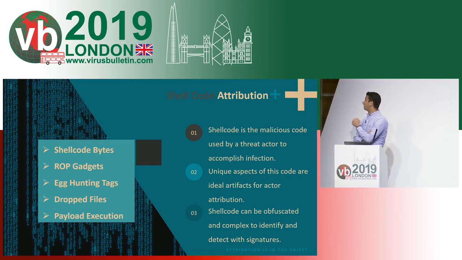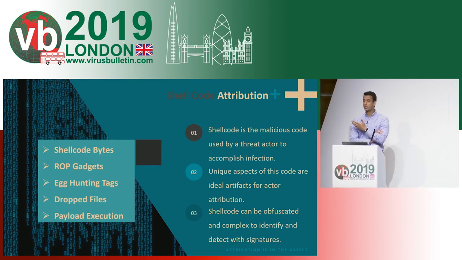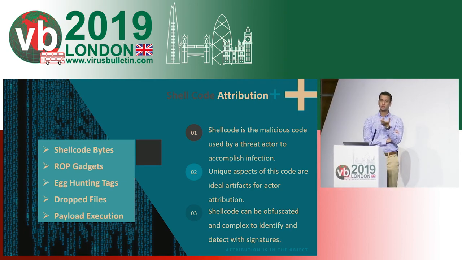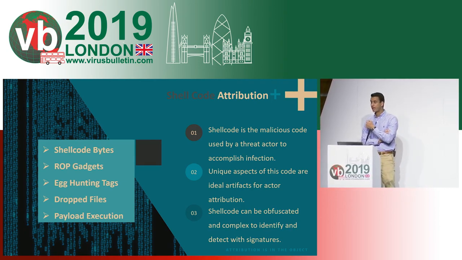Some of the examples of the shellcode characteristics we usually see and use to track shellcode are shellcode bytes, which is actually the shellcode code itself. Like if you have a unique code for the shellcode, you can easily write a signature to track and attribute it.